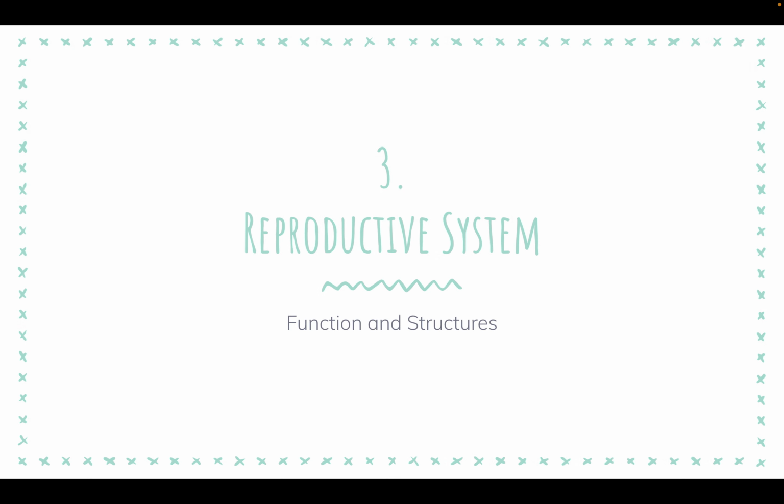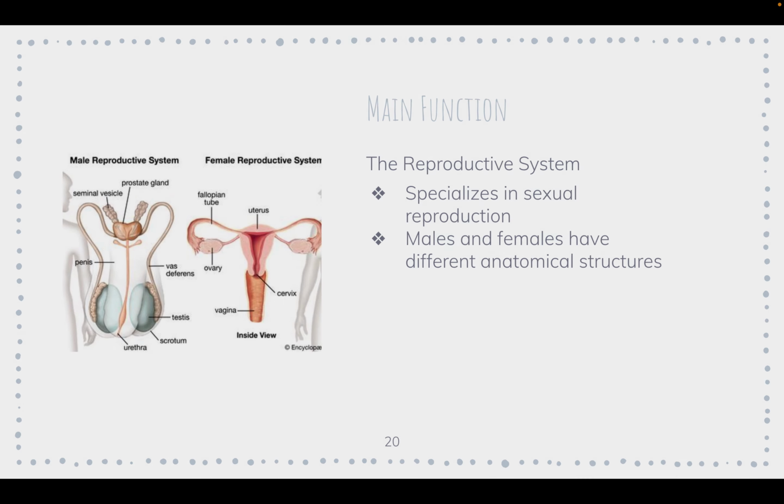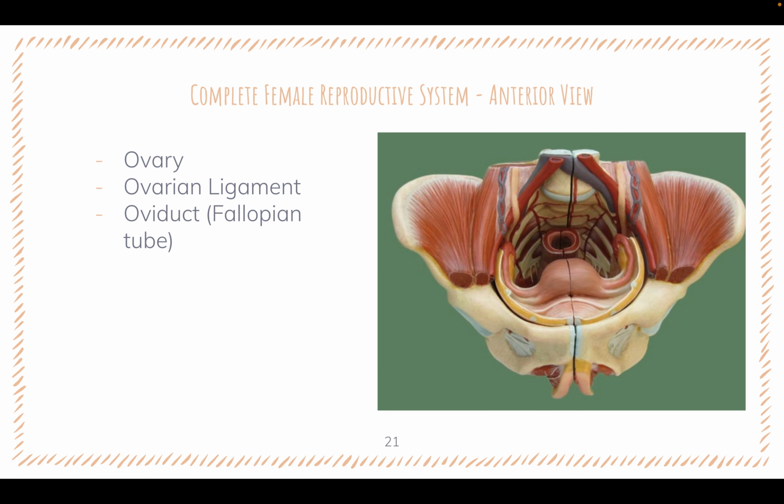The reproductive system's function specializes in sexual reproduction, and males and females have different anatomical structures. So for the anterior view of the complete female reproductive system, we have the ovary, the ovarian ligament, and the oviduct, which is the fallopian tube.